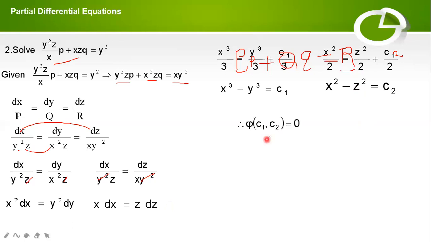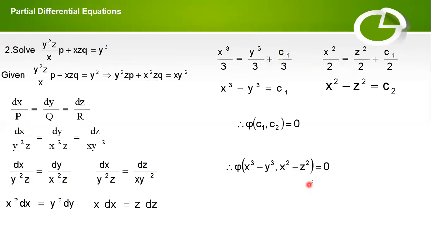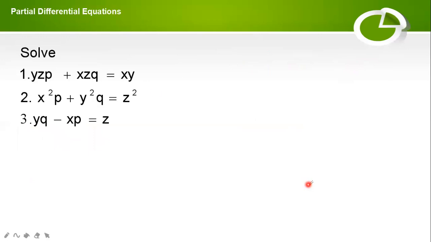Therefore the final solution is phi of c1 comma c2 equal to 0, that is phi of x cube minus y cube comma x square minus z square equal to 0. Like that you can find the solution in the method of grouping. So solve these problems.